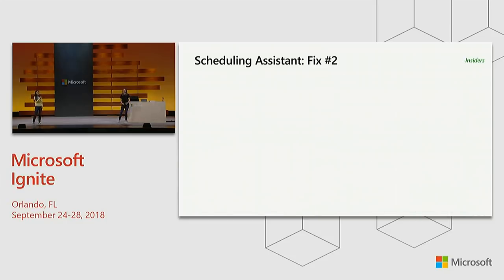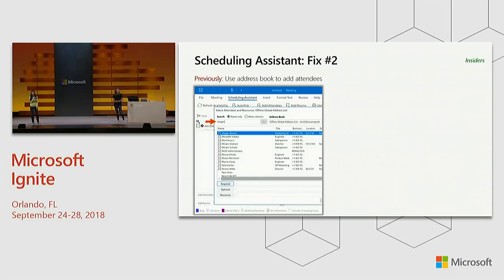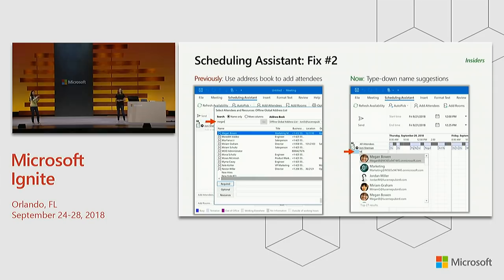Okay, the second fix we're making is making it easier to add attendees from Scheduling Assistant. Previously, if you typed into the attendee column in Scheduling Assistant, it was quite difficult to add people, and you had to go to the address book to get them resolved. But now we're adding type-down name suggestions into Scheduling Assistant, so you can add attendees there the same way you do from the main meeting form. Lots of love for Scheduling Assistant.